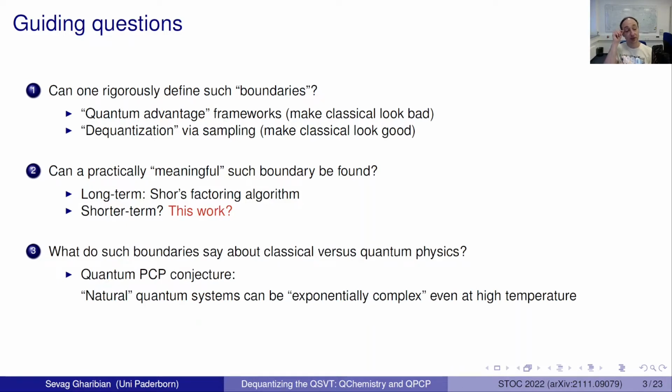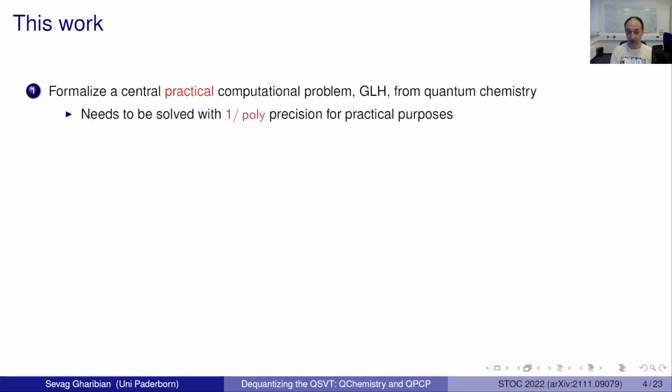And last but not least, whenever we have such a boundary between the power of classical and quantum computers, this typically implies something about the differences between the underlying models of physics. For example, the quantum PCP conjecture, which has infamously resisted efforts for many years now. If it's true, what it means is that natural quantum systems can be really, really complex, even at high temperatures. Good. Okay, so these are the guiding questions for this talk.